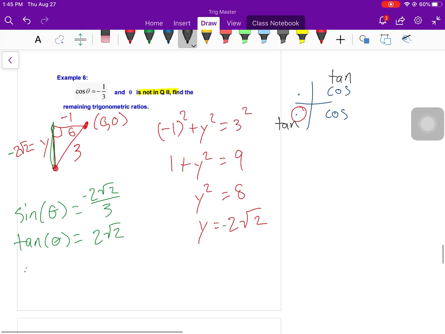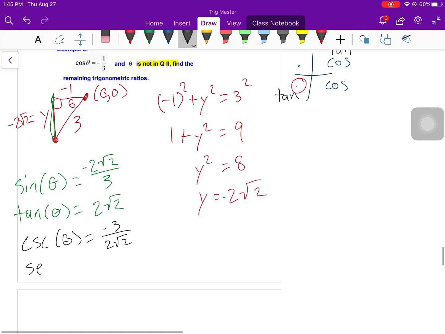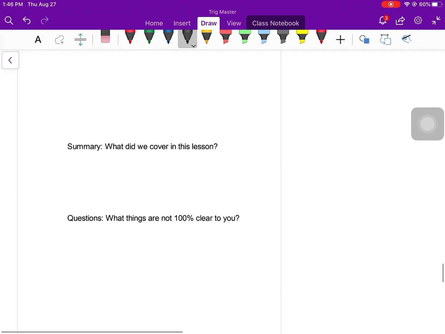All right? So I've got a couple of them. Now I can use my reciprocal identities. The reciprocal of sine is cosecant of theta. That's going to be -3 over 2 square root of 2. The reciprocal of cosine is secant of theta. So that's going to be -3. And cotangent is the reciprocal of tangent. So that's going to be 1 over 2 square root of 2. Those are the remaining 5 trig ratios.